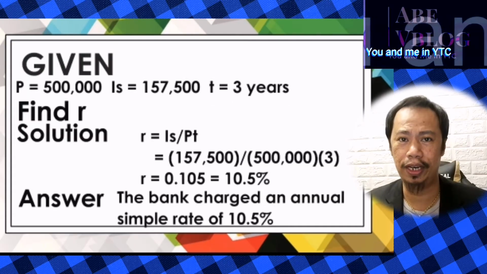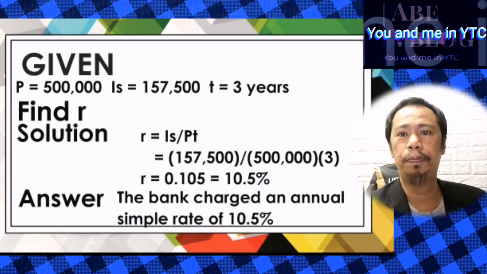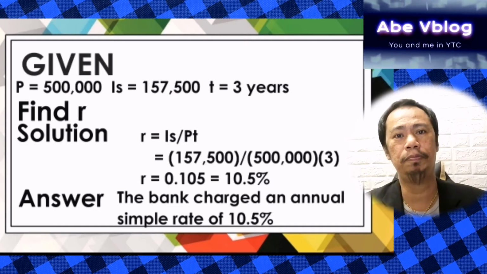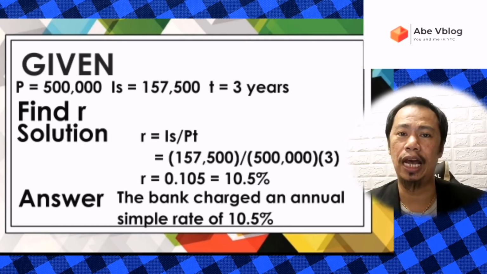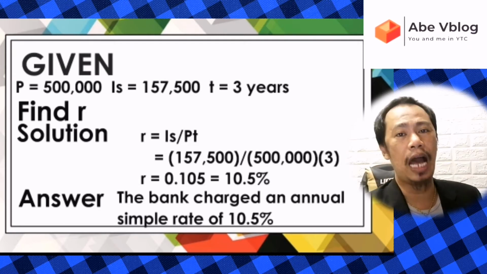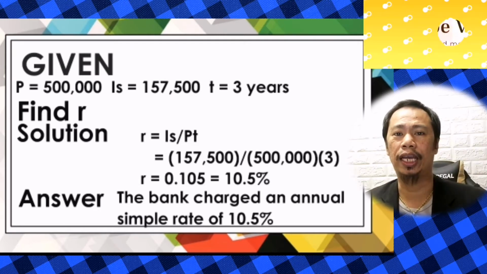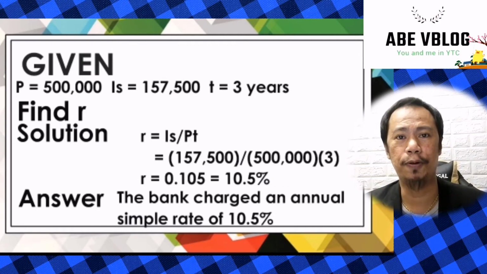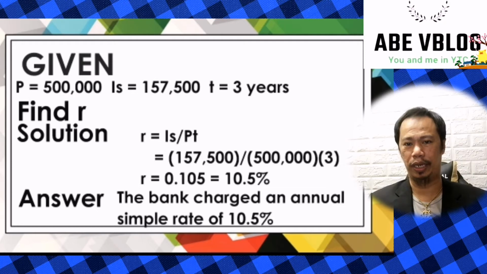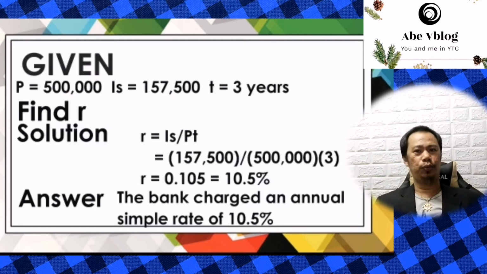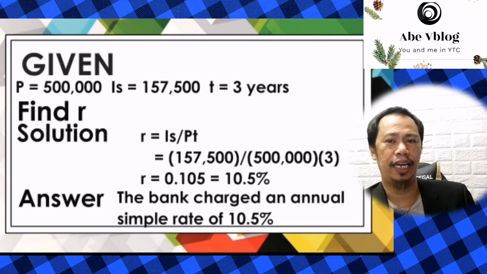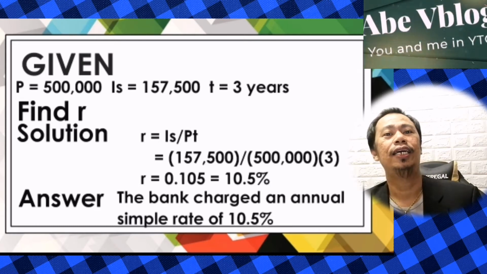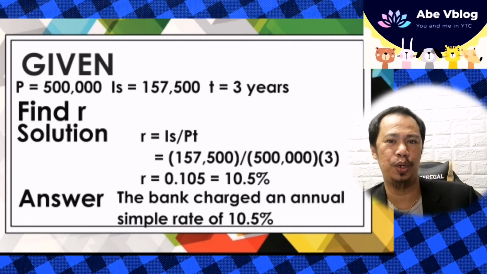So the givens are as follows. P as the principal amount, which is 500,000 pesos. IS, that is 157,500. And the term is 3 years. So we are asked to solve for the R or the interest rate. The formula that we use is IS over PT. Okay? Then we substitute the given values.